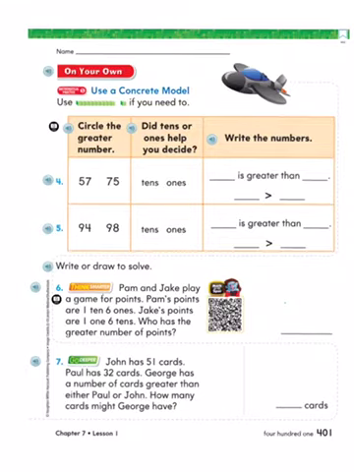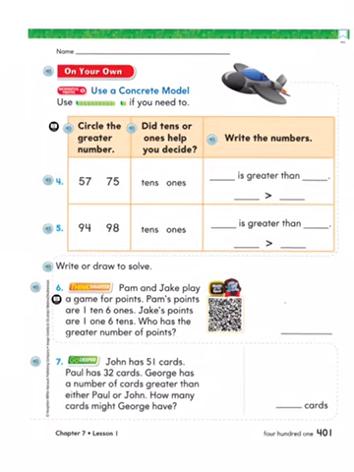So number 6 is a math on the spot question. If you have a tablet or a phone that can read QR codes, I did try this on my phone and it worked. So you could try that if you wanted to watch the math on the spot video first before you do this question. I'm going to read you the question and give you the directions. It says Pam and Jake play a game for points. Pam's points are 1 10, 6 1s. Jake's points are 1 1, 6 10s. Who has the greater number of points?